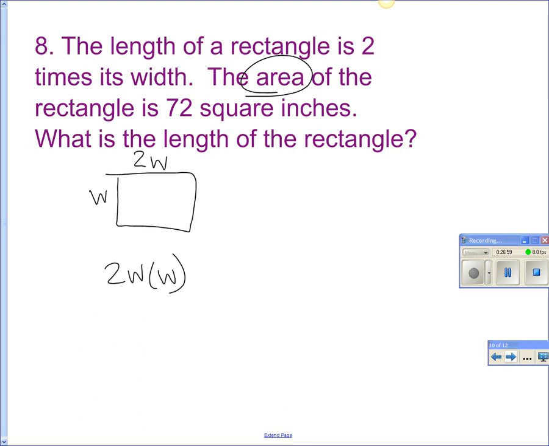2W times W. All right, be really careful on this one. Are there any pluses or minuses right here? So there's not going to be any pluses or minuses in the next step. What's 2W times W? 2W squared. That's it. That's all. Okay? 2W squared. Samaria, one more thing. Very good. Equals 72.